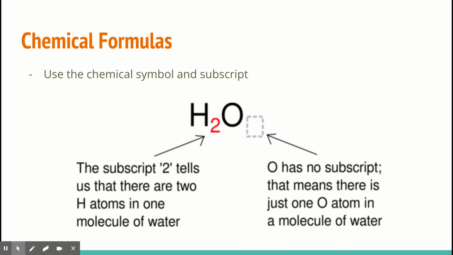I've been talking a little bit about chemical formulas. We use the chemical symbol together with a subscript, and that little subscript is that small number right to the bottom right of the chemical symbol. And that tells us how many atoms are in the molecule. So in H2O, there are 2 atoms of hydrogen in water. And if it doesn't have a subscript, that means there is just one atom. For example, in H2O, there is 1 atom of oxygen in water.